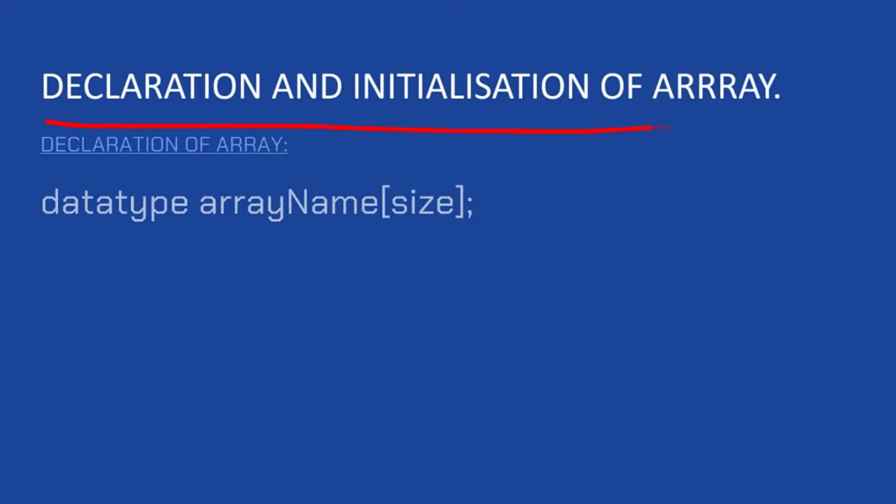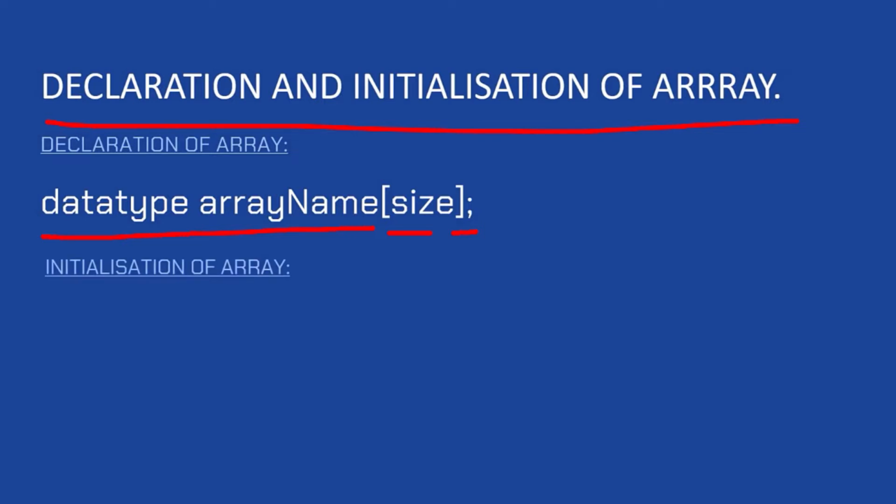Now let us see how to declare and initialize an array. Declaration of array. The general syntax of declaration of array is data type, array name, square brackets with size, and at last a semicolon. Here data type can be int, float, char or double, array name is the name of the array, and size determines the number of variables declared within the array.